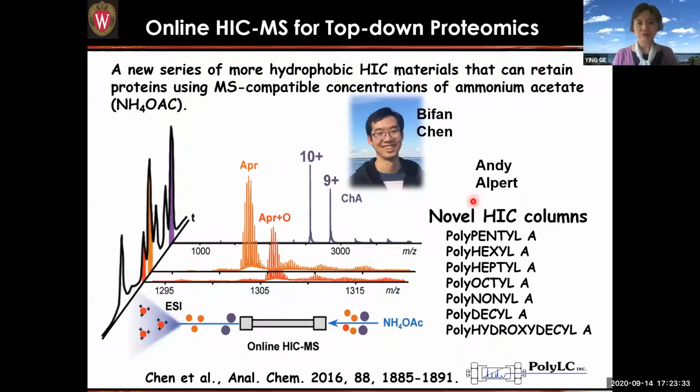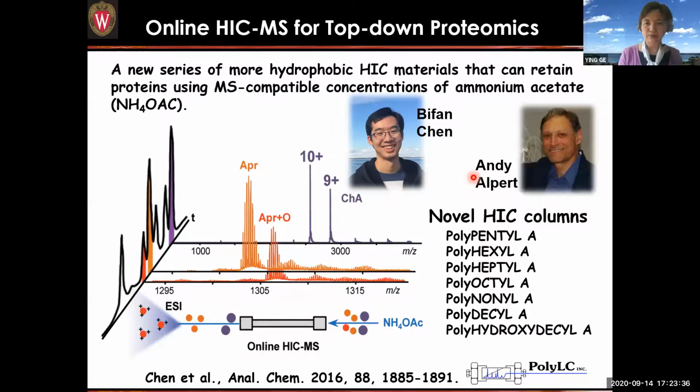So my student, Bifan Chen, in collaboration with Andy Alpert from PolyLC, developed a new series of more hydrophobic HIC material that can retain the proteins using an MS-compatible concentration of ammonium acetate, which is the buffer that native mass spectrometers use. A very nice feature of HIC is that it's very sensitive to post-translational modifications. Remember, post-translational modifications could potentially alter the protein structure and conformation. They can be separated pretty nicely in the chromatography mode using HIC.